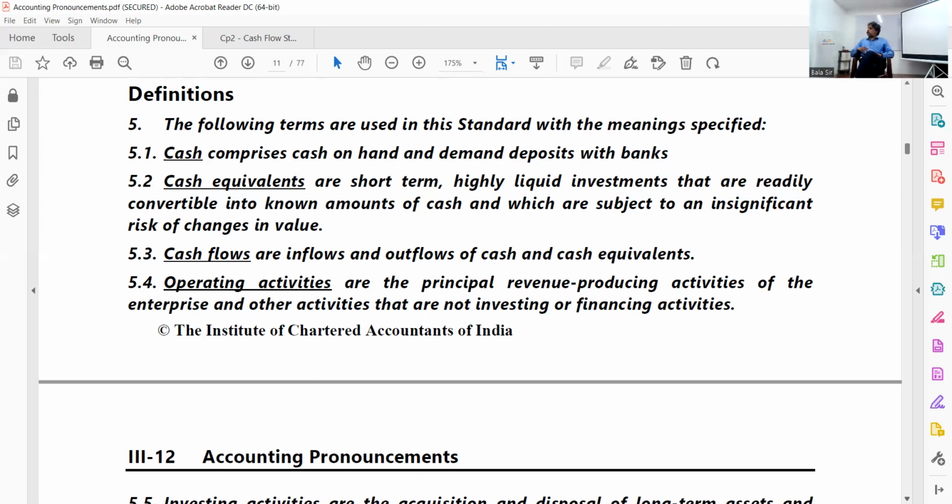Let us say I issue 10,000 shares, face value 10 each, at rupees 12. What is the entry? Bank account debit 10,000 into 12, 1,20,000, to share capital 10,000 into 10, 1 lakh, and then to securities premium 20,000, 10,000 into 2. But bank account debit how much? That will be shown under financing.